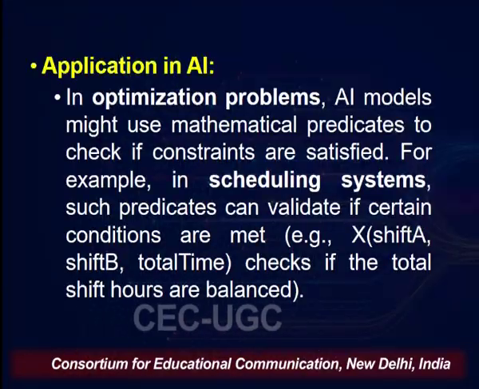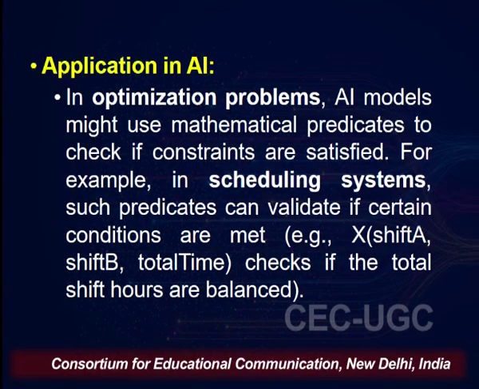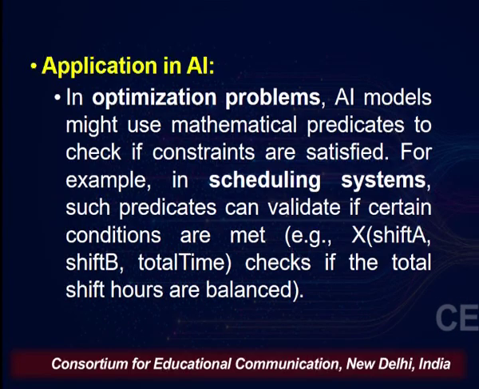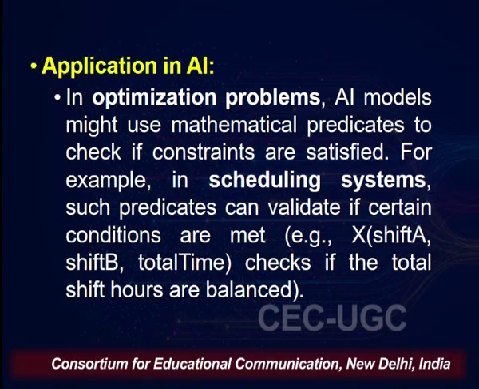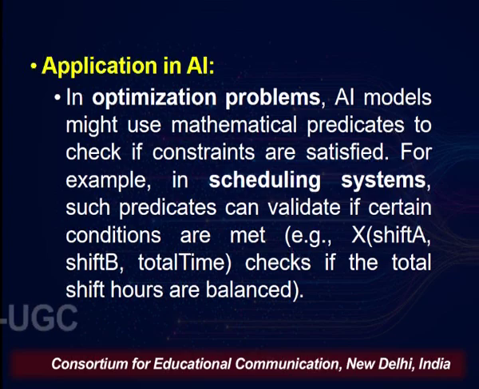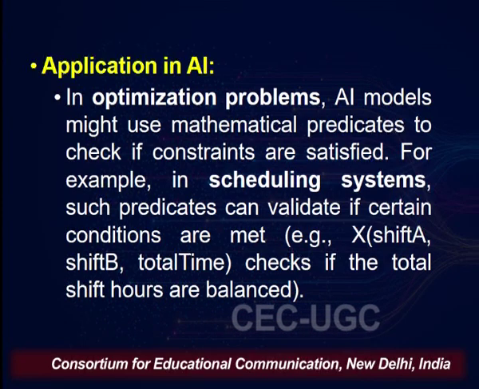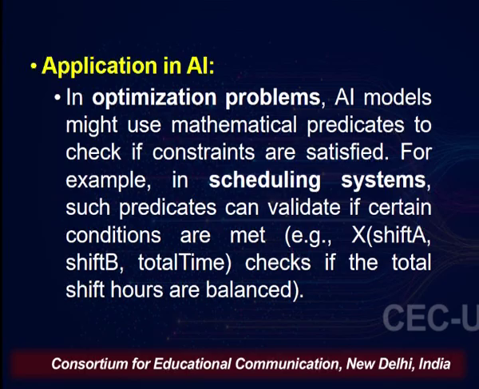Where can these kinds of predicates be used in AI? In all optimization problems, AI models might use mathematical predicates to check if constraints are satisfied. For example, in scheduling systems, such predicates can validate if certain conditions are met. For example, shift A + shift B + total time will check whether the shift hours are balanced or not.